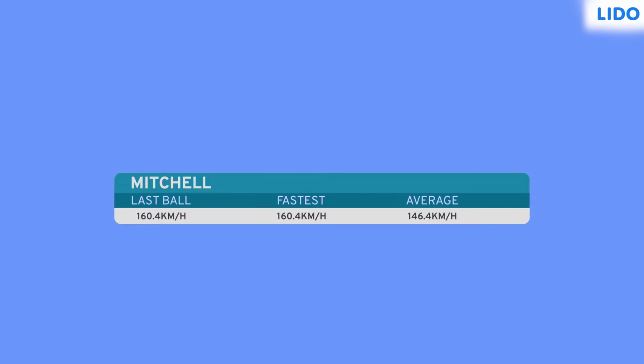He has an average bowling speed of 146.4 km per hour. The average bowling speed, or the average of anything, is a central tendency, also called the mean in statistical terms. Let us have a detailed look.